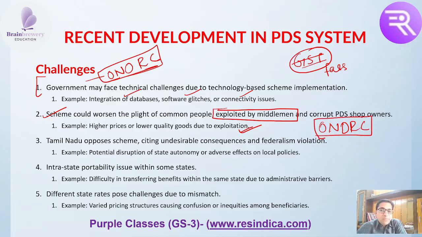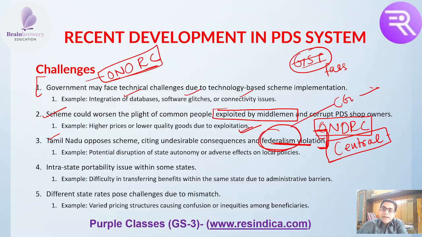Okay, so this confusion will be exploited by the middleman and corrupt PDS shop owners. Tamil Nadu opposes the scheme, citing undesirable consequences such as a federalism violation. Since this is going to be a central technology, one nation, one ration card, Tamil Nadu says it is against federalism. That means the central government will be interfering with the state government's operations. That is one more concept that we wanted to put. So it will again disrupt state autonomy.